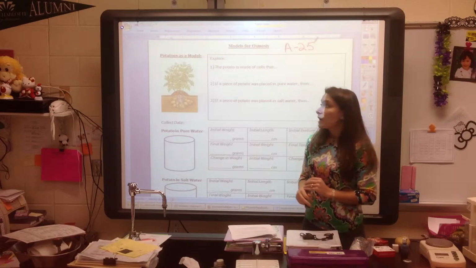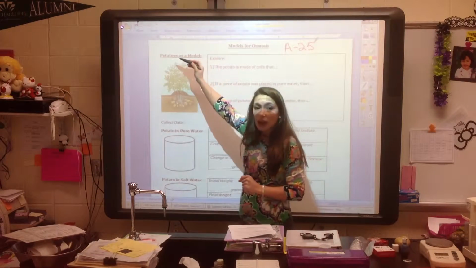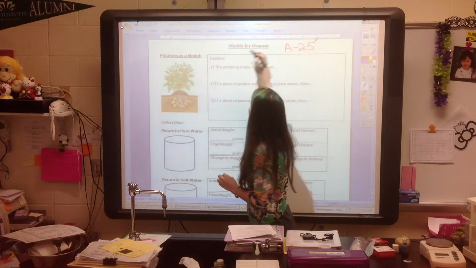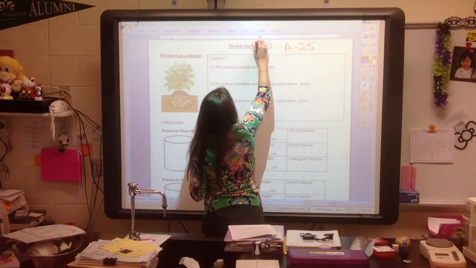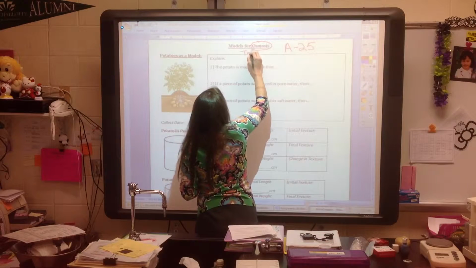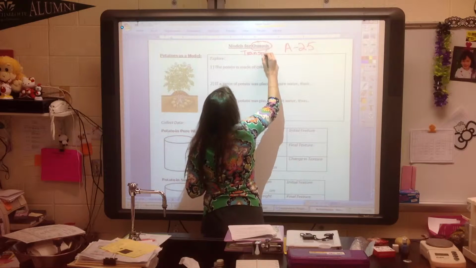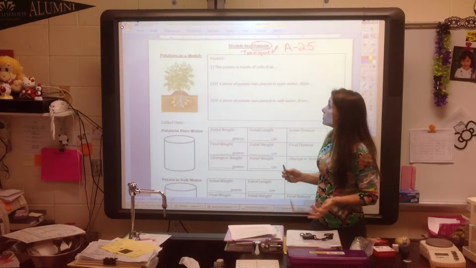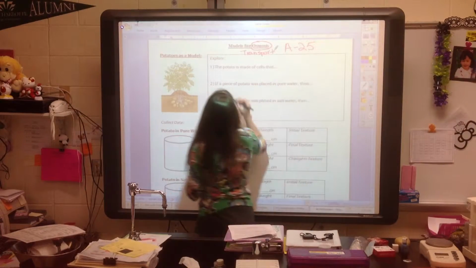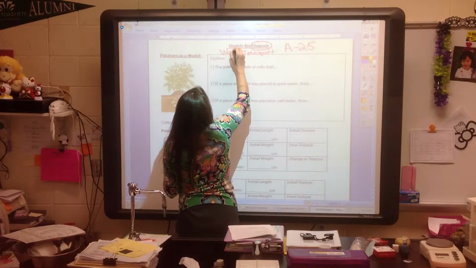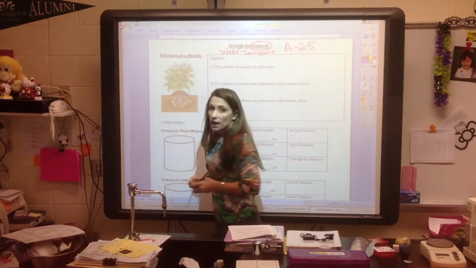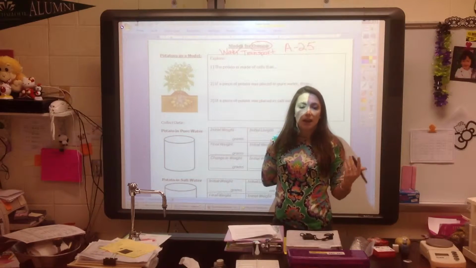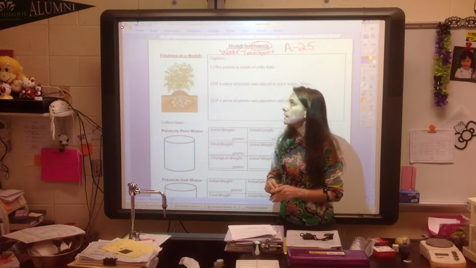Now this lab is going to be using potatoes as a model for what's called osmosis. Osmosis is a type of transport. And we know that transport means to move. Well, osmosis is specifically the transport of water. So we're going to be looking at how water moves in and out of potato cells.